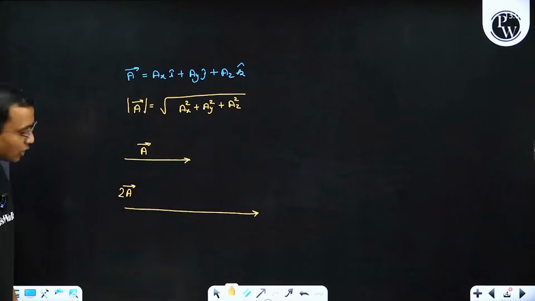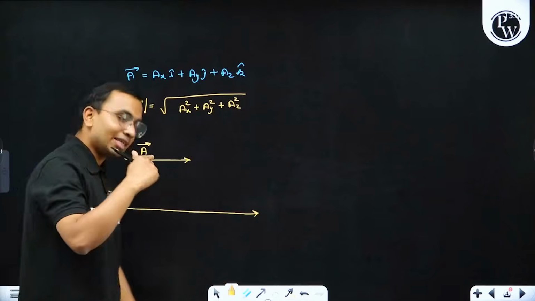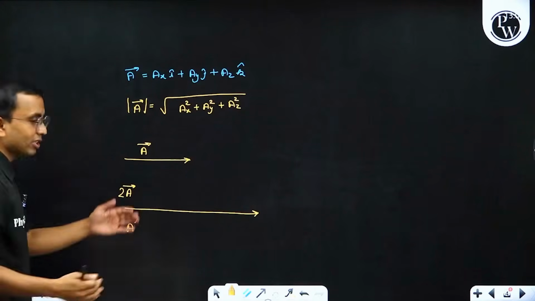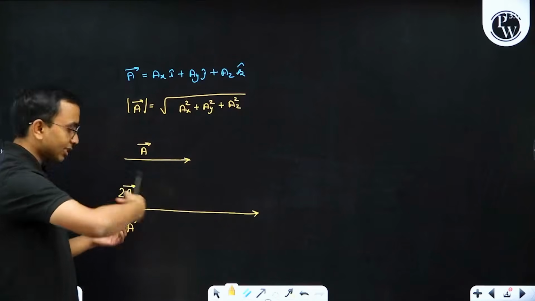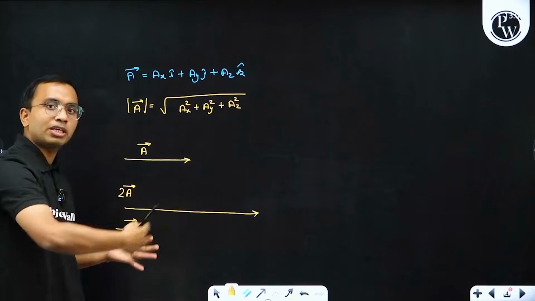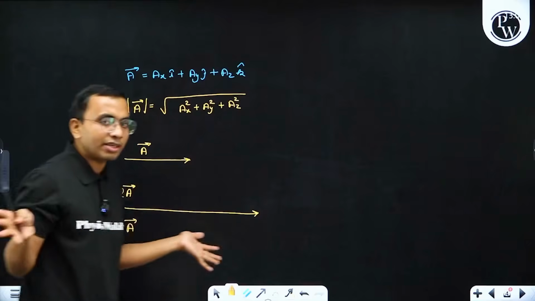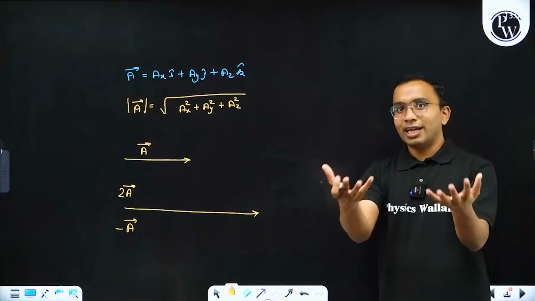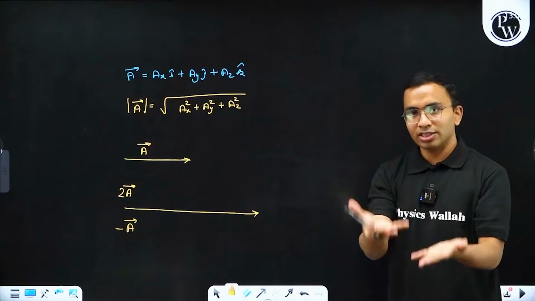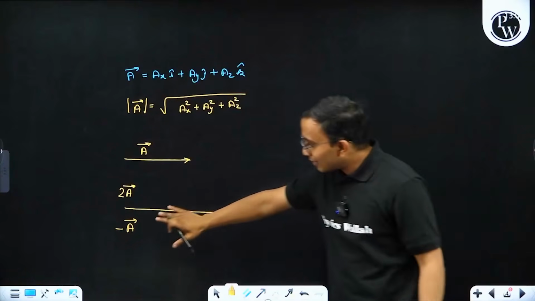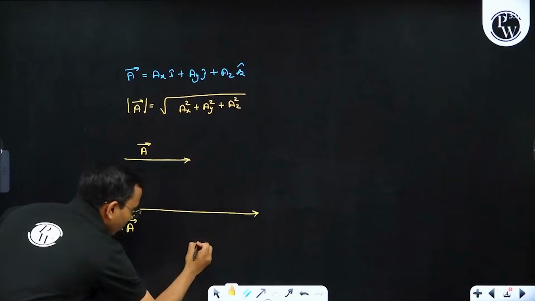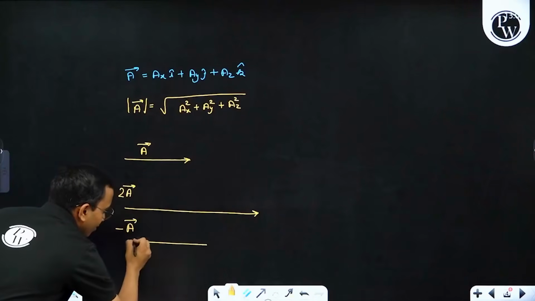If I ask you what is my minus A, when I am multiplying by minus, it means the vector becomes in the opposite direction. Negative means the direction of the vector becomes opposite. Magnitude is never negative, it is just the magnitude, having some value, no sense of negative there. If a negative is there, it means the direction becomes opposite. So my minus A vector will be this.